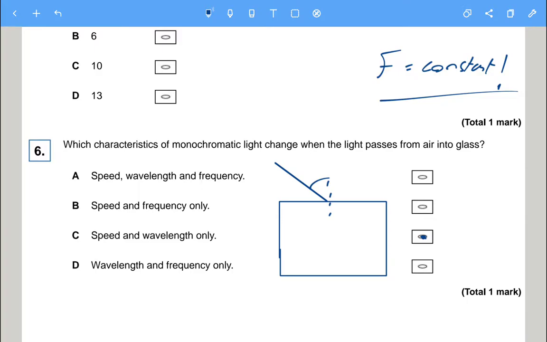So C is very apparent to me. Frequency is always the same, so don't fall for that one. Hopefully that's all right. Let's look at the next one then, number 7.